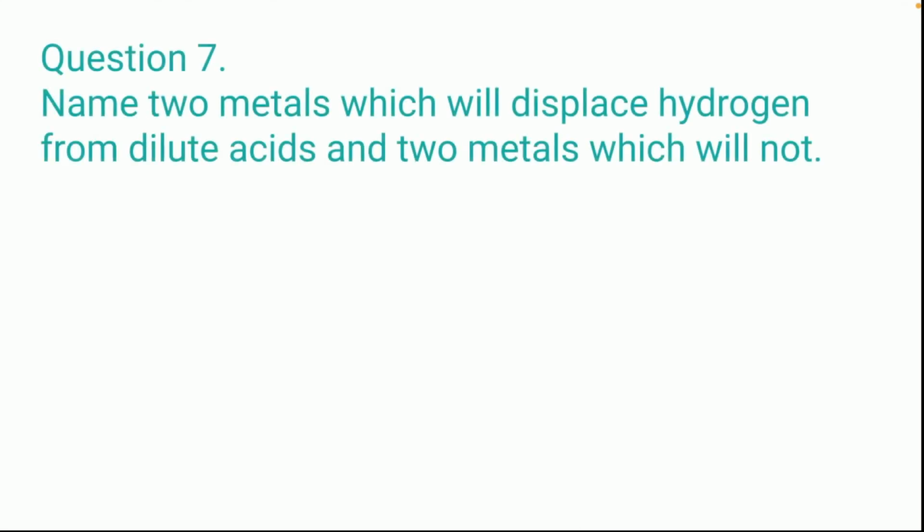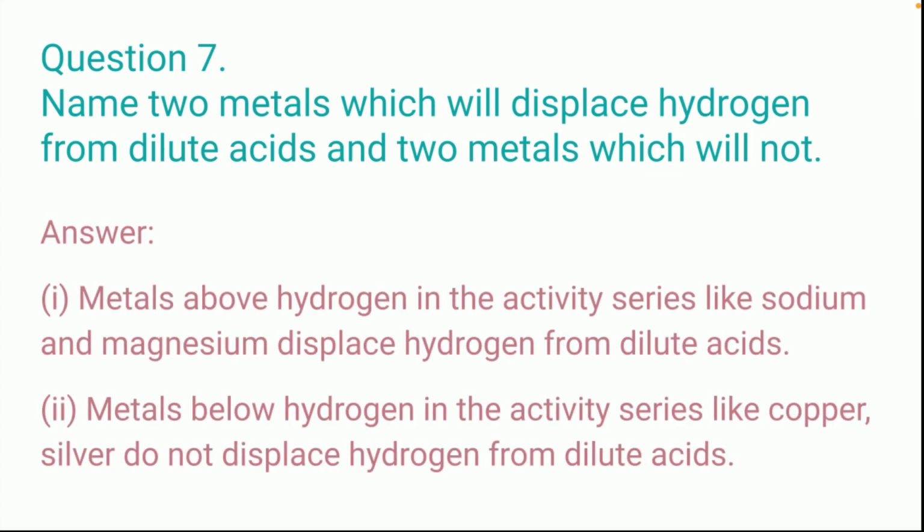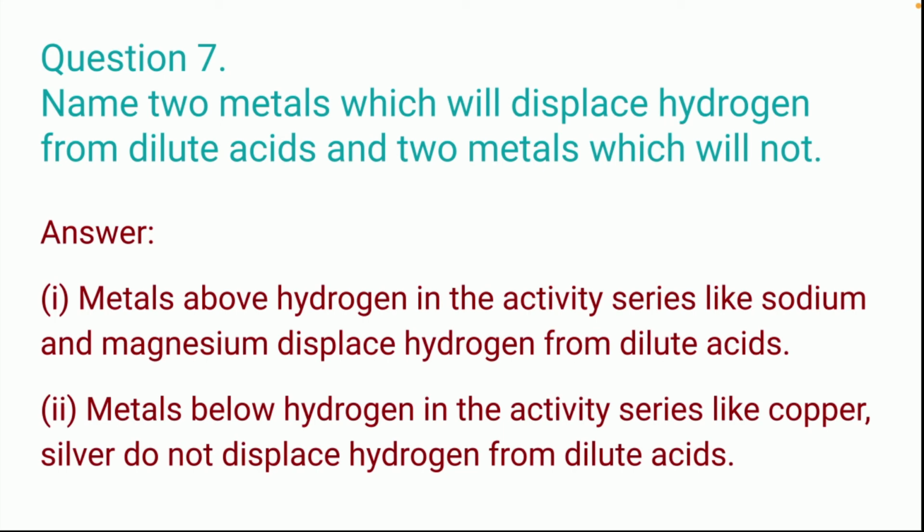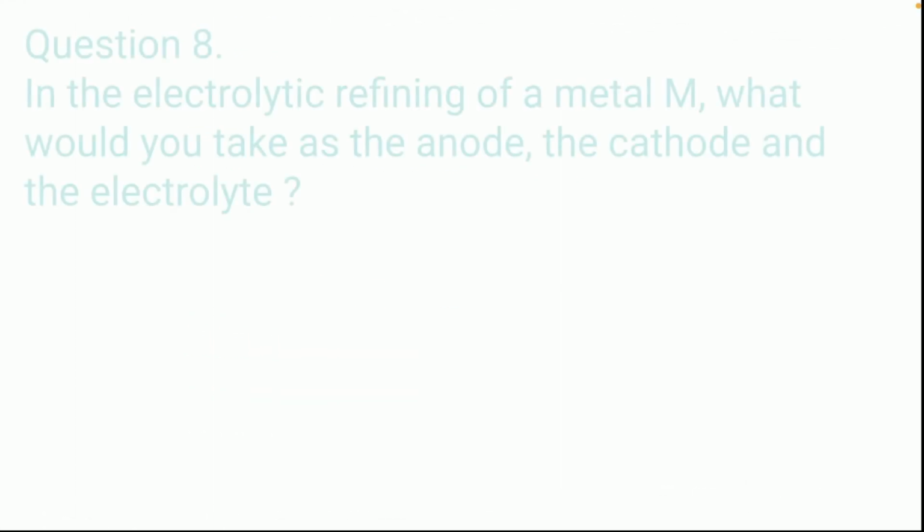Question number 7. Name two metals which will displace hydrogen from dilute acids and two metals which will not. Answer is, metals above hydrogen in the activity series like sodium and magnesium displace hydrogen from dilute acids, and metals below hydrogen in the activity series like copper and silver do not displace hydrogen from dilute acids. So these are examples of metals which displace hydrogen from dilute acids and metals which do not. Let's move on to the last question.